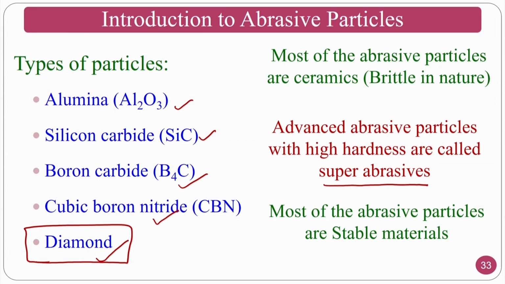Most of the abrasive particles are stable materials, normally Al2O3 or SiC. They don't have free electrons in the outer shells in most cases, so these are more stable. Chemical reactivity is very low compared to metals.